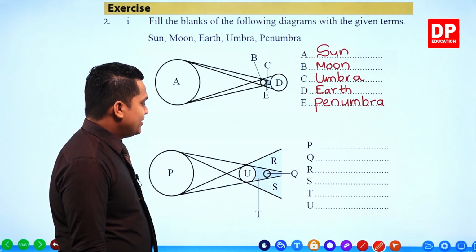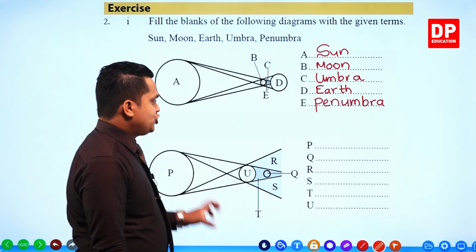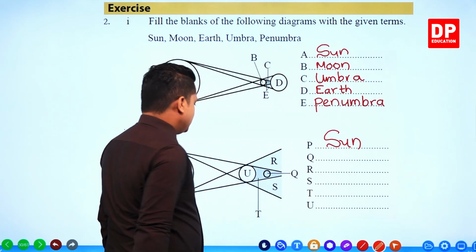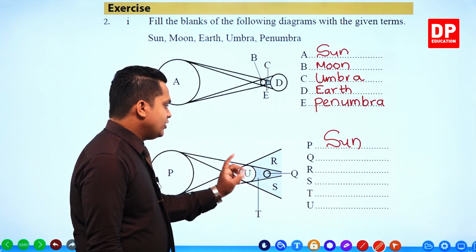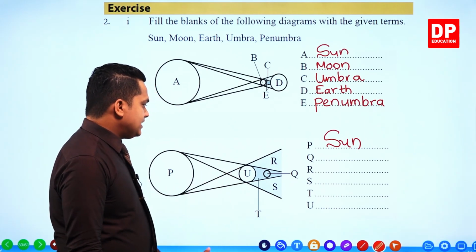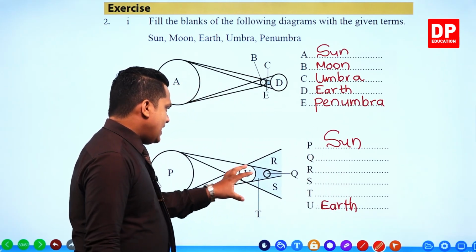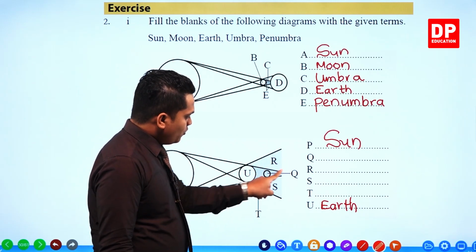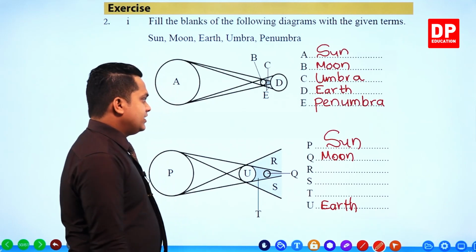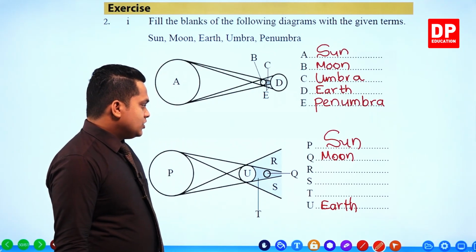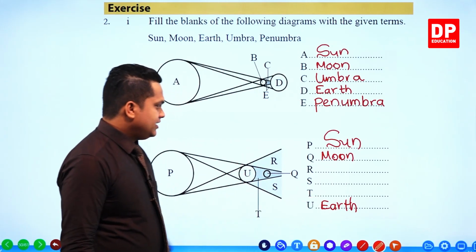So this is very simple, my dear children. First of all, let's identify the celestial objects. P, the largest one, should be the sun. U should be the Earth because it is smaller than Sun but greater than Q. Q should be the Moon, right? So U is Earth, which is somewhat smaller than the Sun, and Q over here should be the Moon. This figure shows the occurrence of a lunar eclipse. So Q is the Moon, P is the Sun, and this object U over here is the Earth.